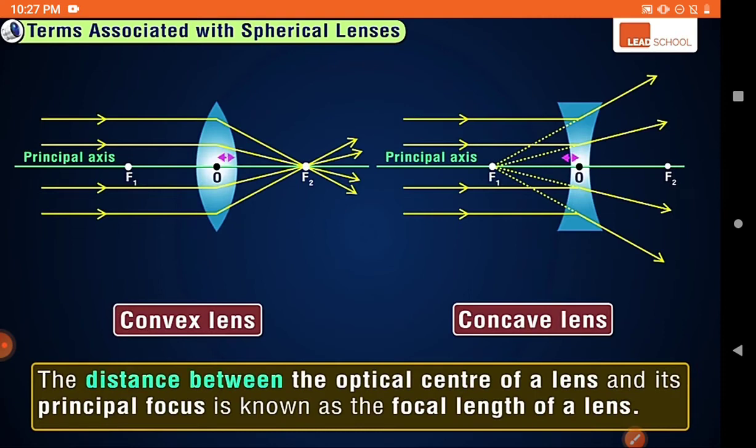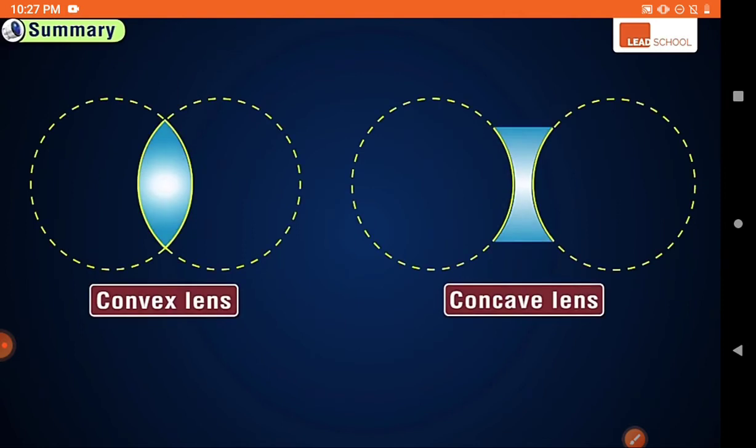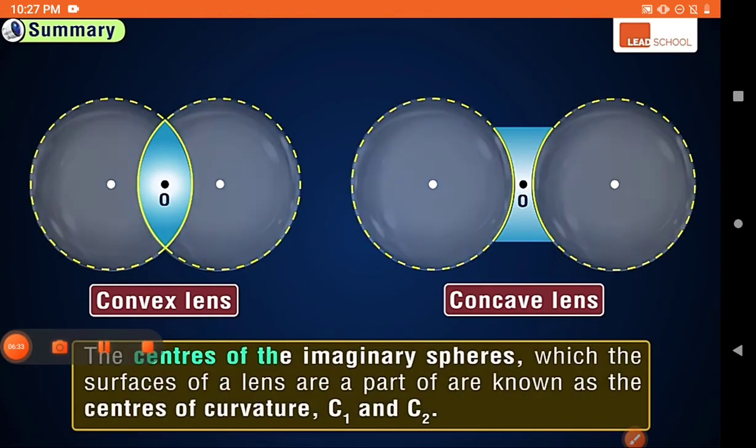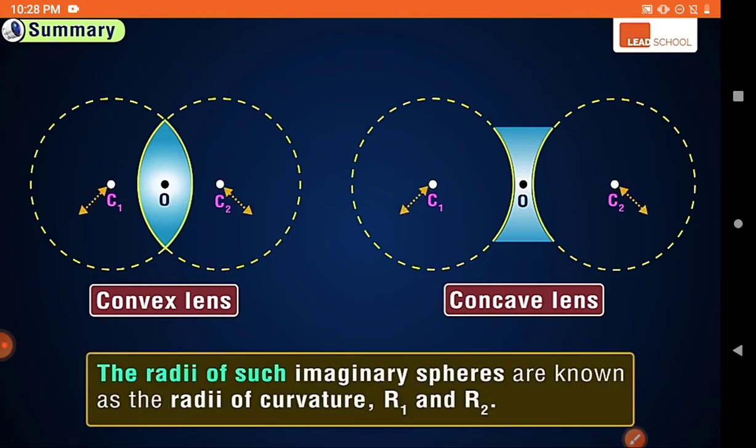The distance between the optical center O of a lens and its principal focus F1 or F2 is known as the focal length of a lens. It is denoted by the small letter f. Let's summarize what we have learned so far. The center of a spherical lens is known as the optical center O. The centers of the imaginary spheres, which the surfaces of a lens are a part of, are known as the centers of curvature C1 and C2. The radii of such imaginary spheres are known as the radii of curvature R1 and R2.